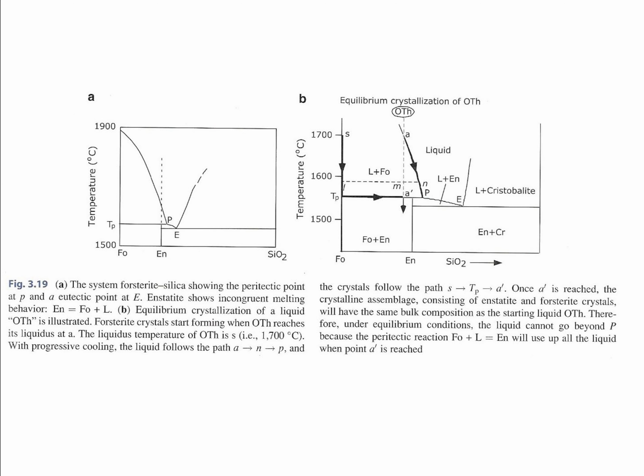So now we are going down to the peritectic point. Now we are having here number B, equilibrium crystallization of OTH. At first we have to find out what OTH is.